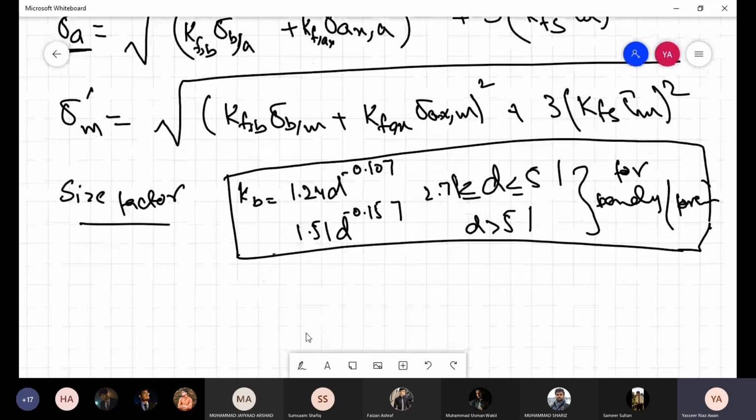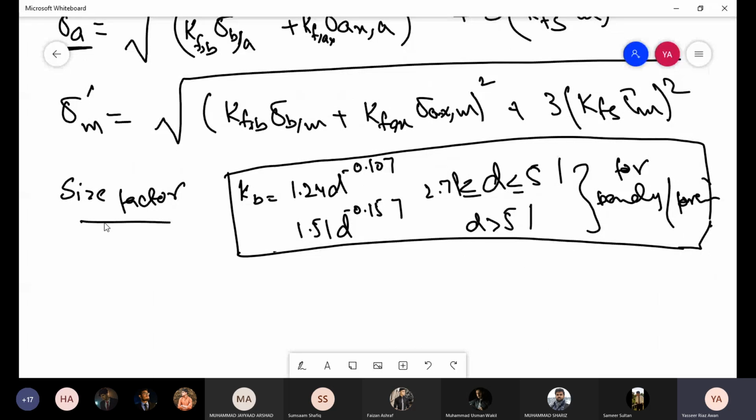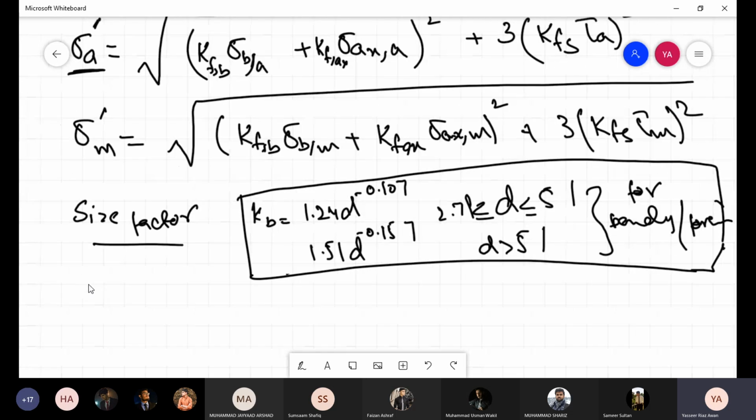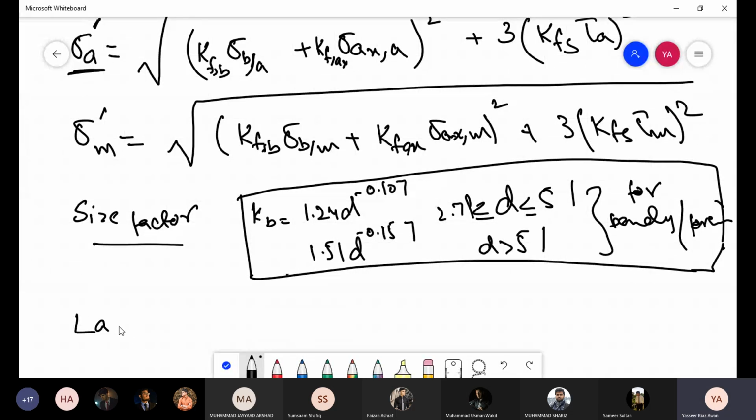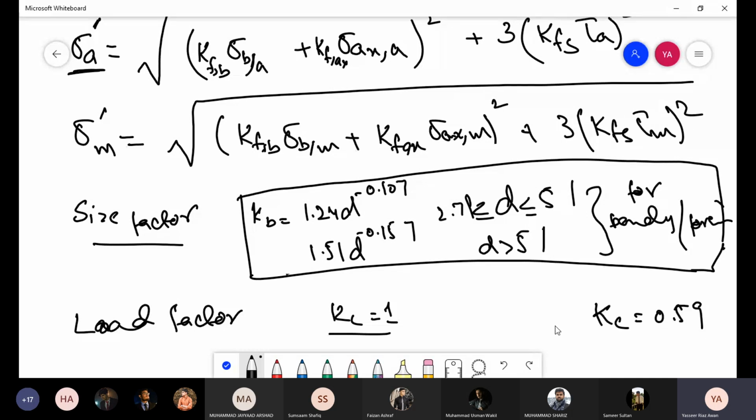The other problem that would come up when we are calculating the strength is the load factor. Because obviously we know that the load factor is equal to 1 for pure bending, 0.59 for pure torsion, and 0.85 for axial, okay. So what to use in this case?